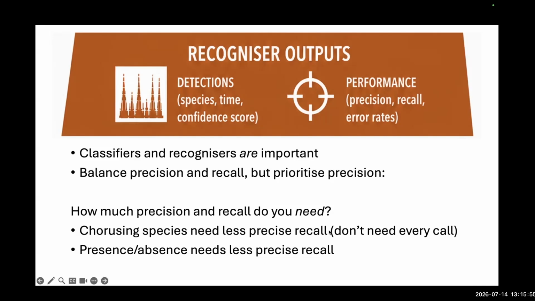For chorusing species that call a lot, you don't need precise recall. You don't need very high recall because you don't need every single call. You're going to hit a lot of the calls in a chorus, and so you don't need every single call. And for presence absence, which some of us are still trying to do, then you also don't need very high recall. You just need precision.